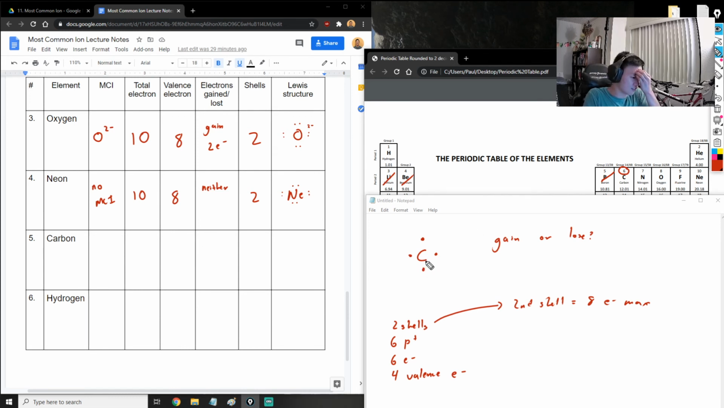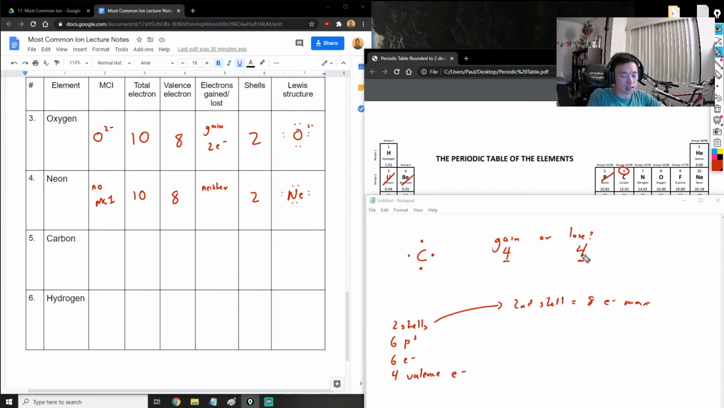So carbon has 4. So in order to fill up that outside shell, it needs to get to 8. So to go from 4 to 8, we need to gain 4. Or we can lose 4 in order to empty out this shell, because we can empty out this shell by just getting rid of 4. Okay, so let's try to figure out which one is easier, guys, to gain 4 or to lose 4. Okay, the numbers are exactly the same.